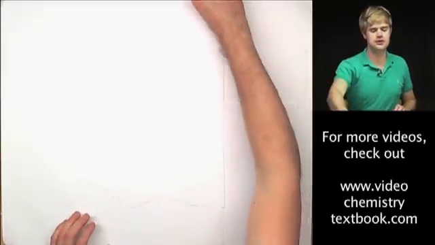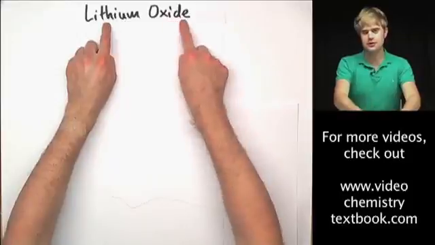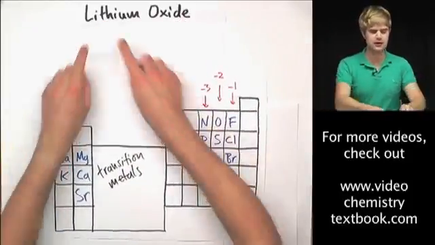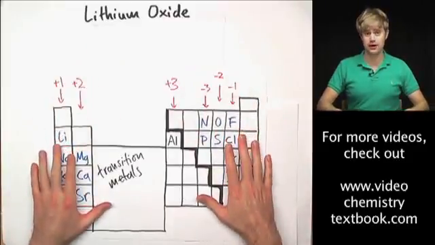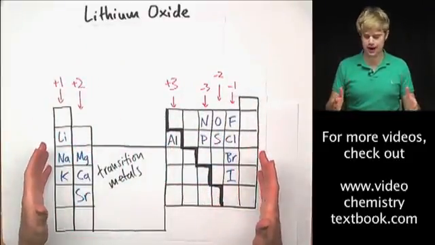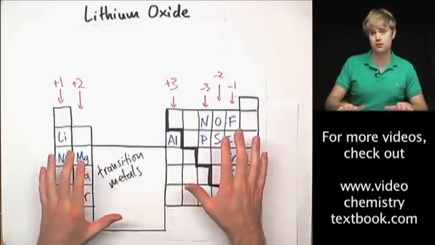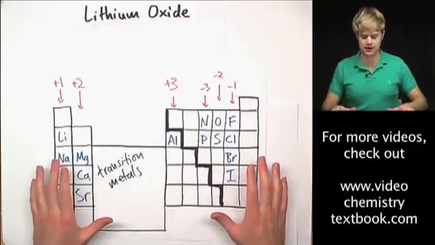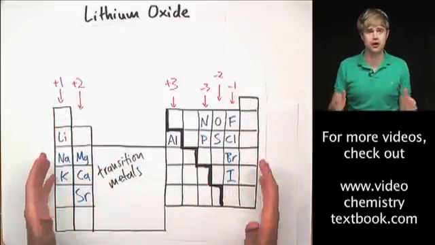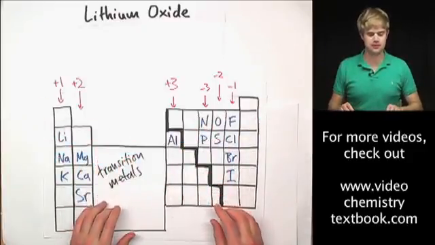Let's start with our first example, lithium oxide. So when I'm doing these kinds of problems, the first thing that I want to do is find both of these elements on the periodic table. I'm using this kind of weird version of the periodic table that I just wrote out. I left out a lot of the elements because they're not important for what we're doing here, and I thought they were kind of distracting. But don't be confused. This really is no different from the periodic table that you probably have in your book. It's just missing a lot of the elements.